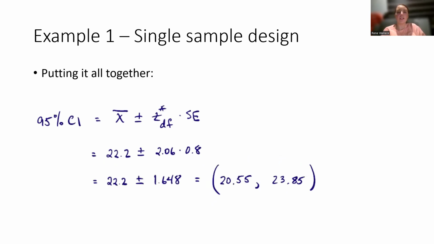So that gives us 0.8. So we put this all together, we have a 95% confidence interval that X bar is plus or minus t asterisk DF times SE, which looks like it's somewhere in the range between 20.55 and 23.85. We're 95% confident that our population mean is within that 3-point, give or take, interval right here.